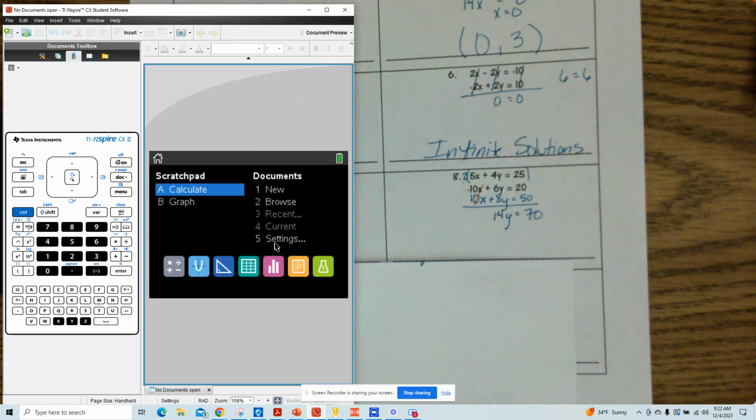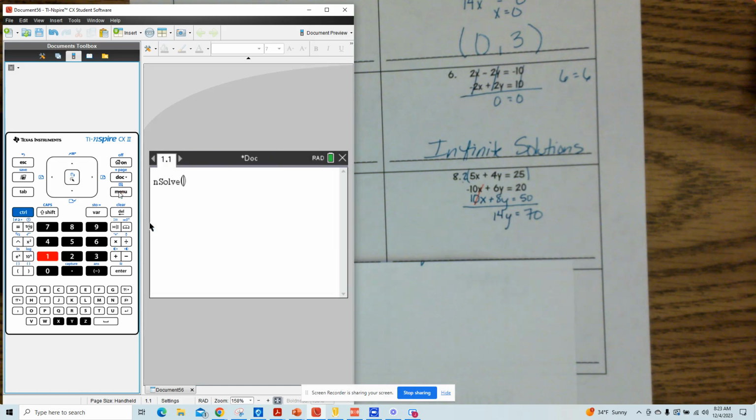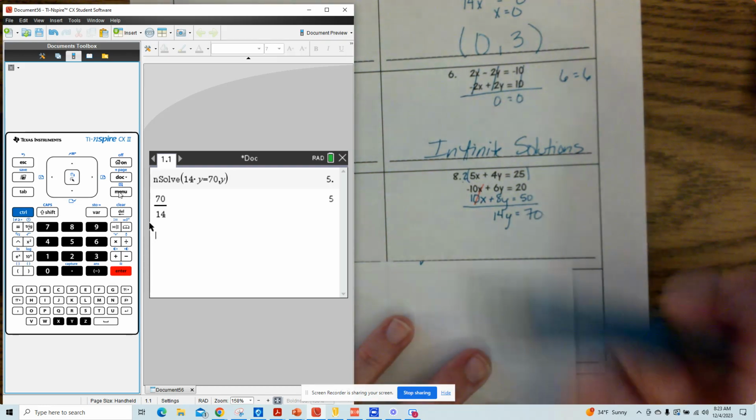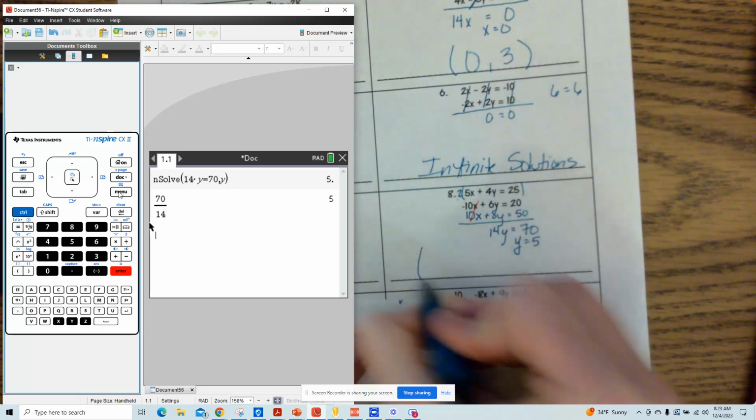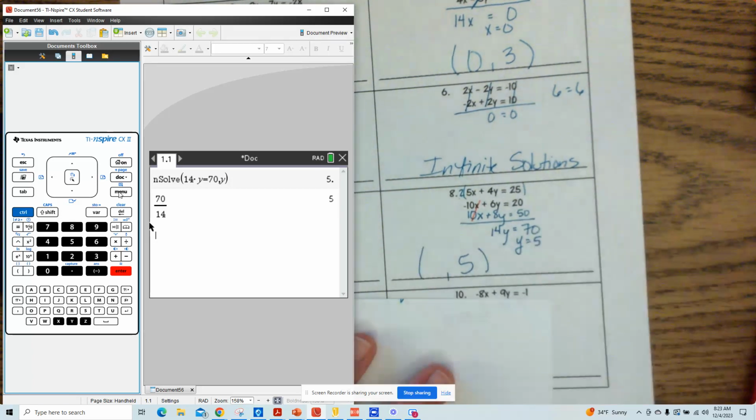If you can't look at it and see it, this one's not an easy one to do. You can menu 3-1 it. Just always start fresh. So 14y, and y'all probably know how to solve that by hand. Divide the 70. But just showing you, don't let the math mess you up. 70 divided by 14, 5. So we know that y is equal to 5.